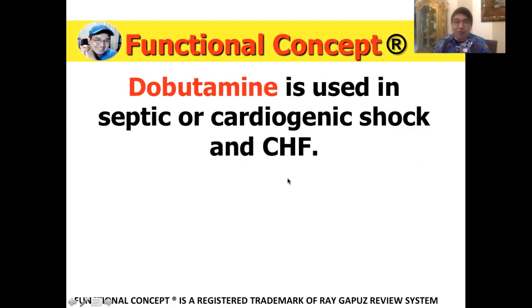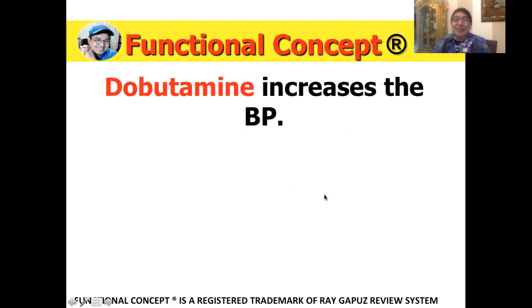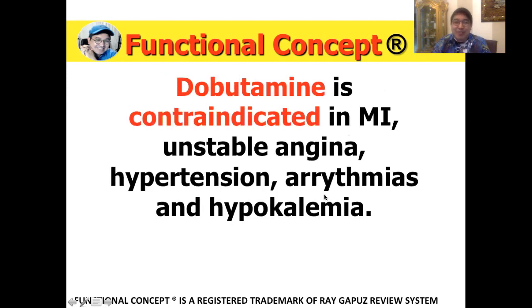Dobutamine, on the other hand, increases cardiac output and improves blood flow. So dobutamine is used in septic or cardiogenic shock. Plus, it's also used in clients with congestive heart failure. Dobutamine increases the blood pressure, and it is contraindicated in myocardial infarction because of its tendency to worsen the condition, unstable angina, hypertension because of its tendency to increase the blood pressure, arrhythmia because it may worsen the arrhythmia, and of course hypokalemia because in hypokalemic patients, they become more at risk of developing arrhythmia.